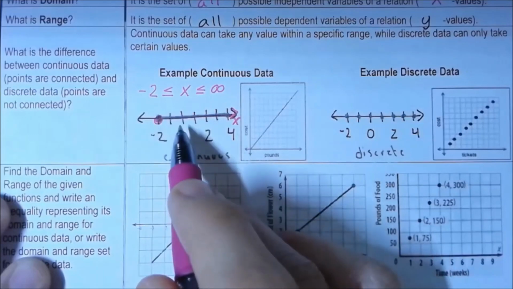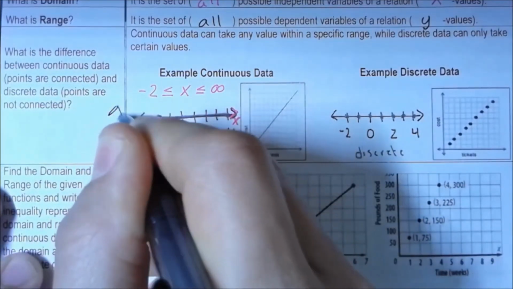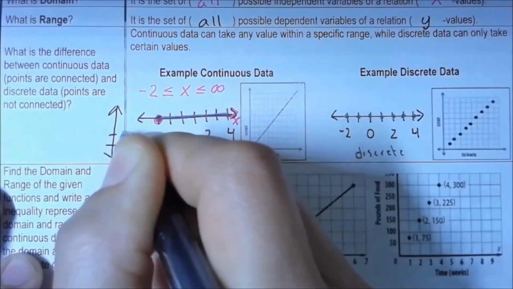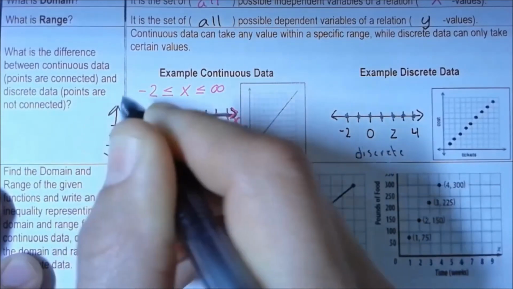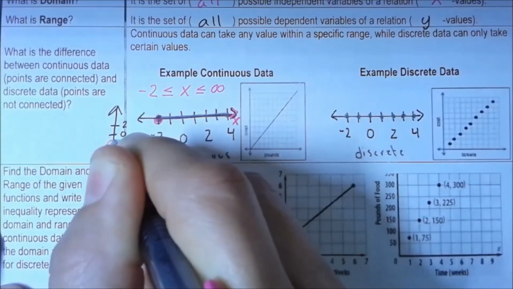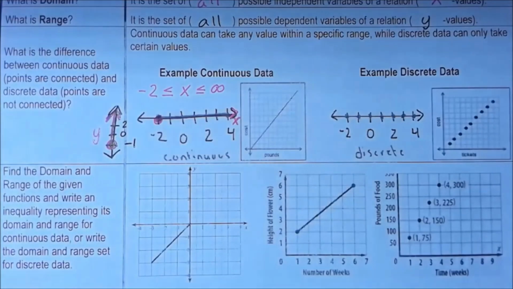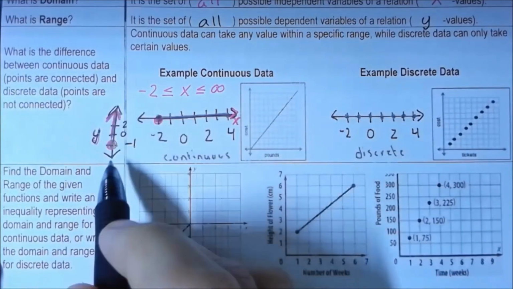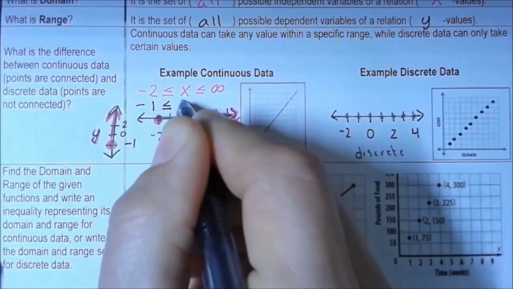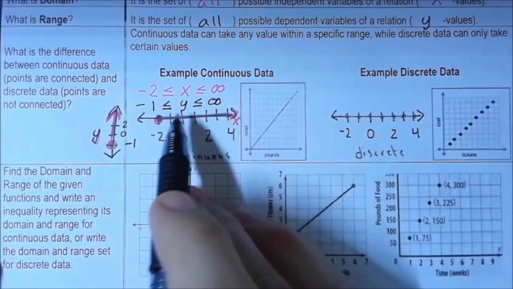Now, we don't have a range here because it doesn't show what y is, but let's say we did. Let me draw another one of these. Let's say we had a y, and it started at -1, and then we had 0 and 2 and so on. Let's say we had a closed dot on -1, and then it went on forever. This is my y, up and down. It starts at -1 and goes on for infinity. Well, your range would be -1 is less than or equal to y, which is less than or equal to infinity. So this is just one example of writing an inequality for continuous data.